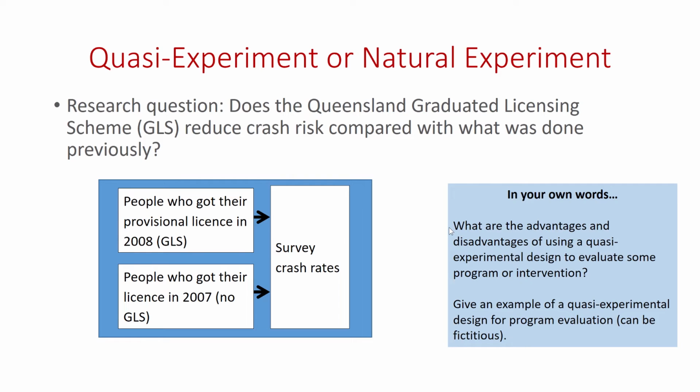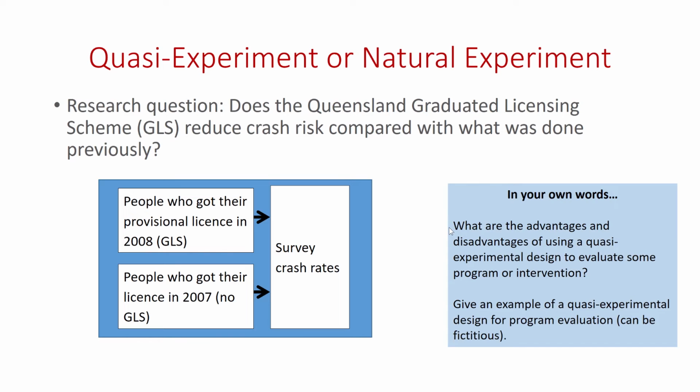So one possibility is that the global financial crisis occurred just after 2008, and so it could be possible to argue that maybe people got really poor after that year, therefore they couldn't afford cars, they couldn't afford petrol, and therefore they didn't drive around as much, and therefore they crashed less. So it's possible to make arguments like that. Probably not true, but the point is we can't 100% rule it out.